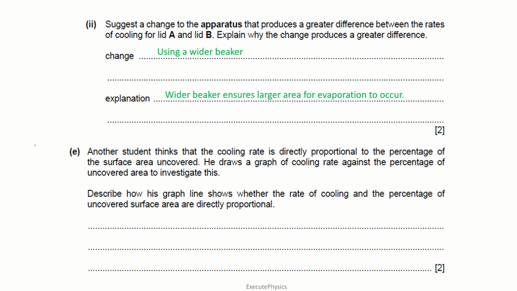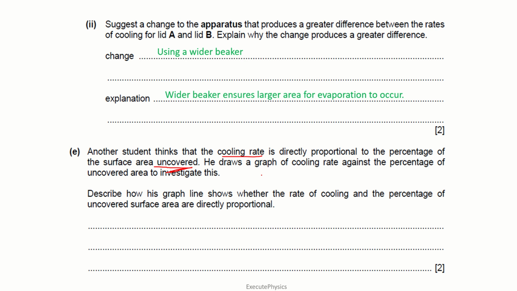Another student thinks that the cooling rate is directly proportional to the percentage of surface area uncovered. Remember the term, it is the percentage of surface area uncovered. So they are comparing the cooling rate and the percentage which is uncovered. He draws a graph of cooling rate against the percentage of uncovered area to investigate it. So in lid A, how much percentage was uncovered? Almost 50 percent. Am I right? And in lid B, how much was uncovered? 25 percent.